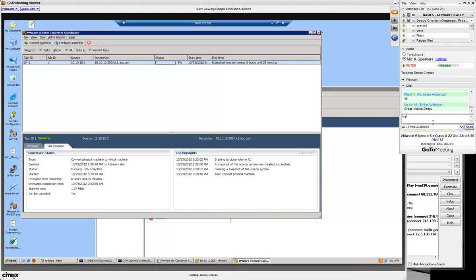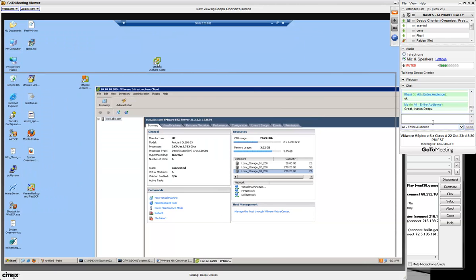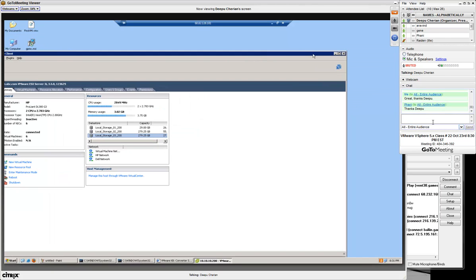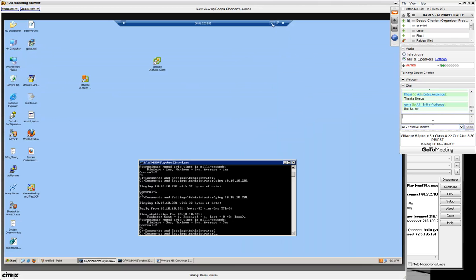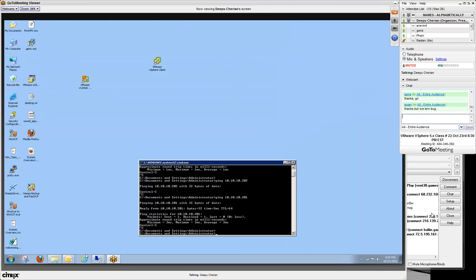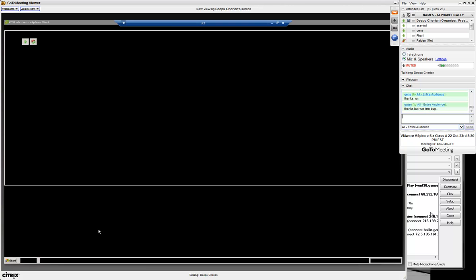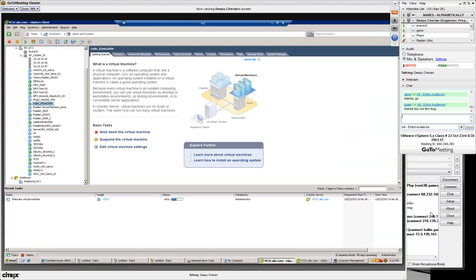This is going to continue. You can close this. It doesn't matter. The converter will continue to do its job. You know that it is doing DC1. If you look here, you can see that DC1 is still running. The conversion is going on.